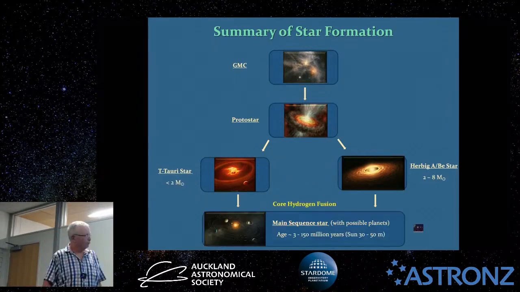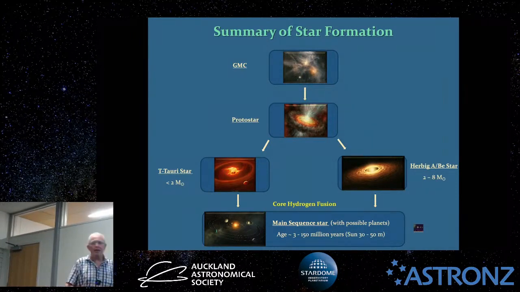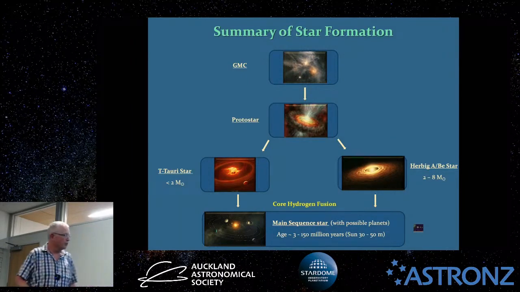Eventually, the cores get hot enough, up to 10 million degrees, and they're hot enough to start fusing protons of hydrogen together to form helium for party balloons. And by definition, you now have a mature star on the main sequence.